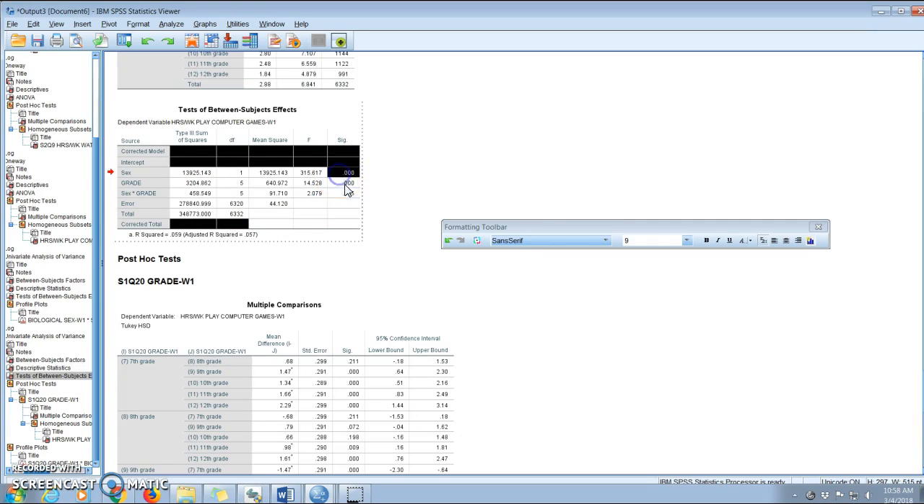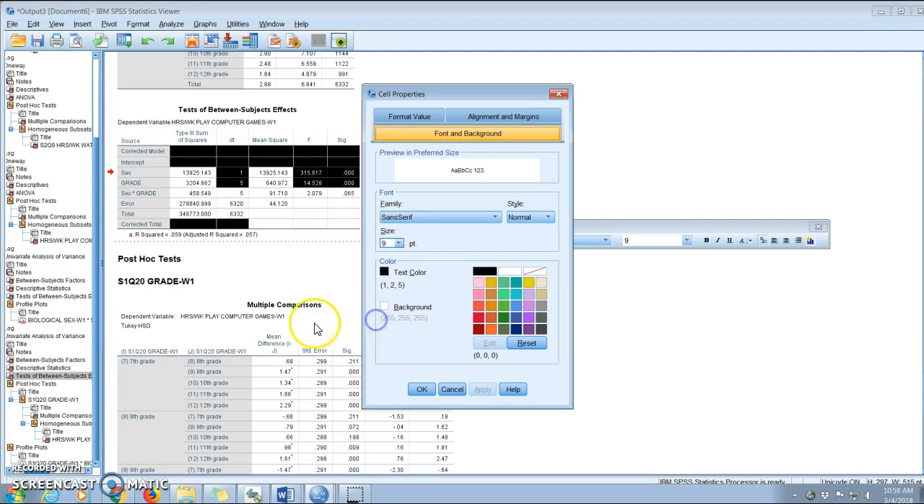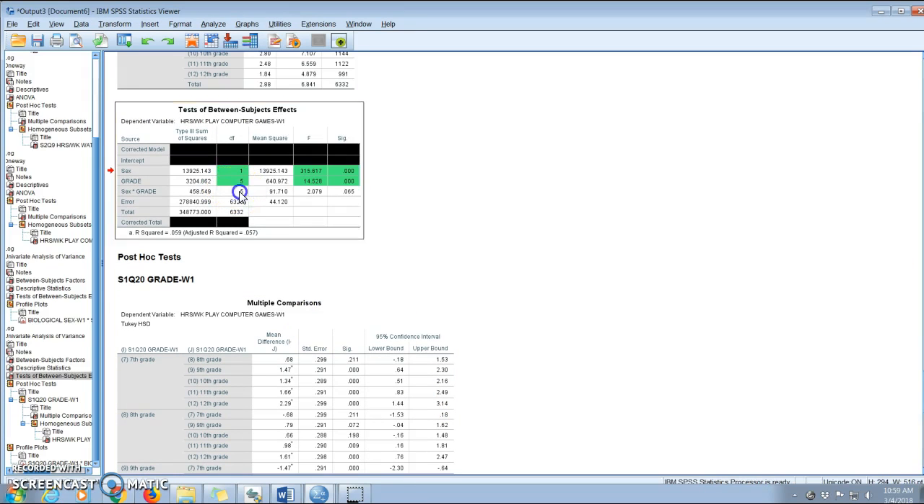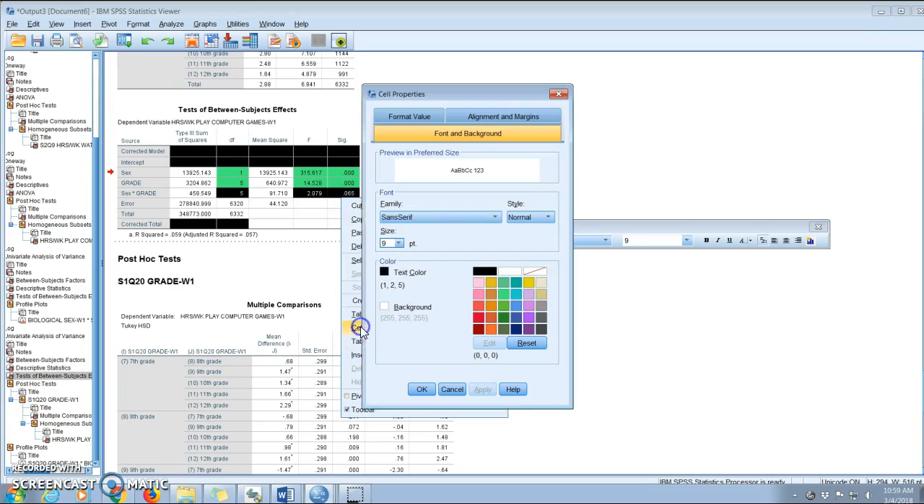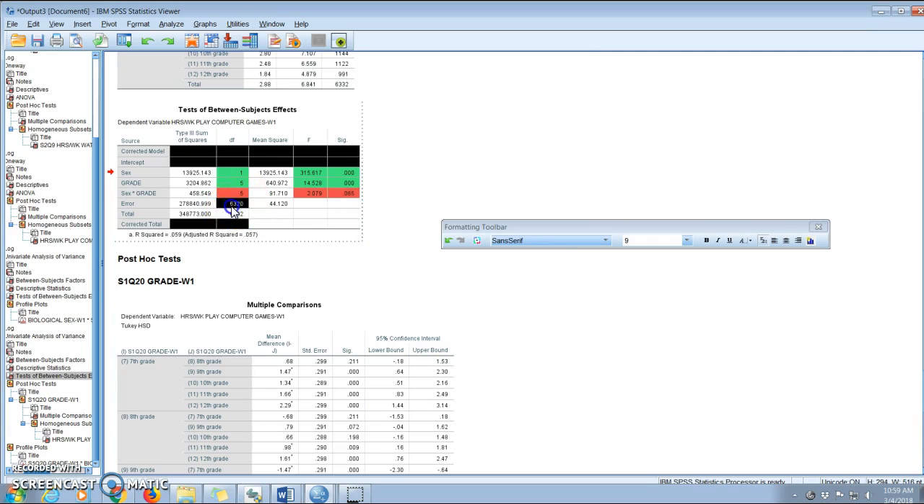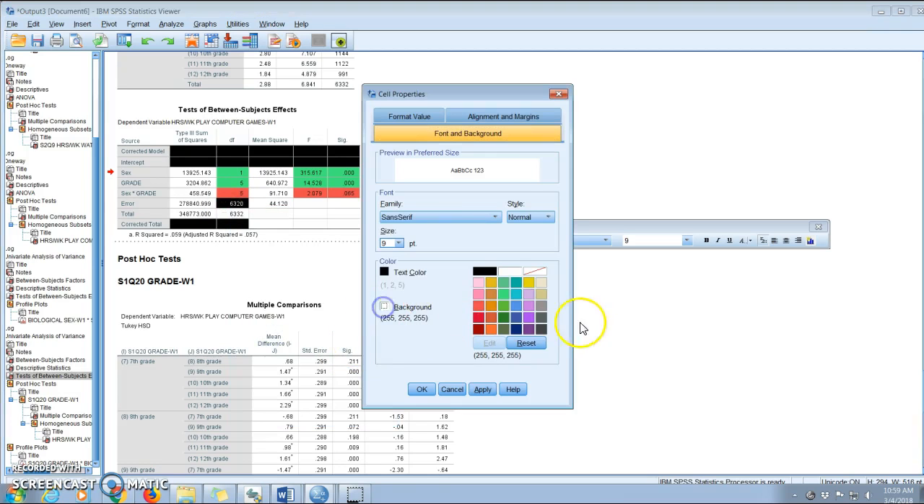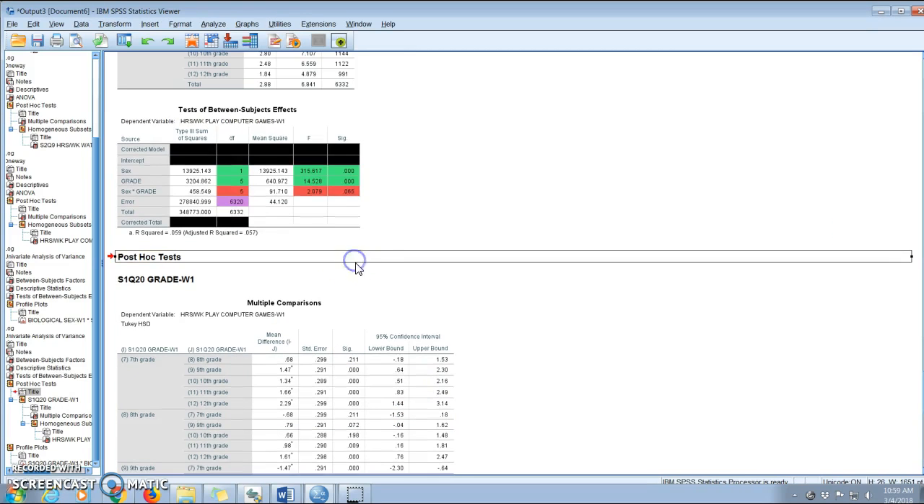So you can see here that we've got 2 that are significant and 1 that just misses. It's 0.065, so it's greater than 0.05. So sex and grade, we've got significant main effects. So I'm going to highlight those, hit background, I actually remembered. Make those green because those are significant. Sex by grade, the interaction, just misses, but that is non-significant because it is not less than 0.05, it's greater than 0.05. And then again, let me just make this error cell purple. That applies to both of them.